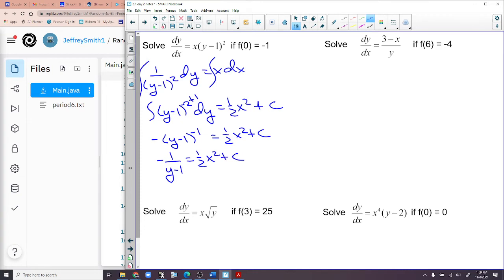So we took the integral, and I kind of just simplified it a little bit. Let's use the values. Negative 1 over negative 1 minus 1, because the y is negative 1, is equal to 1/2 times 0 squared plus c.